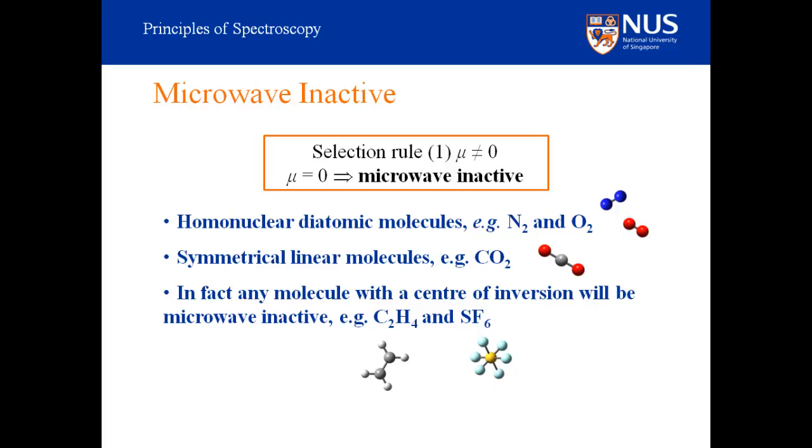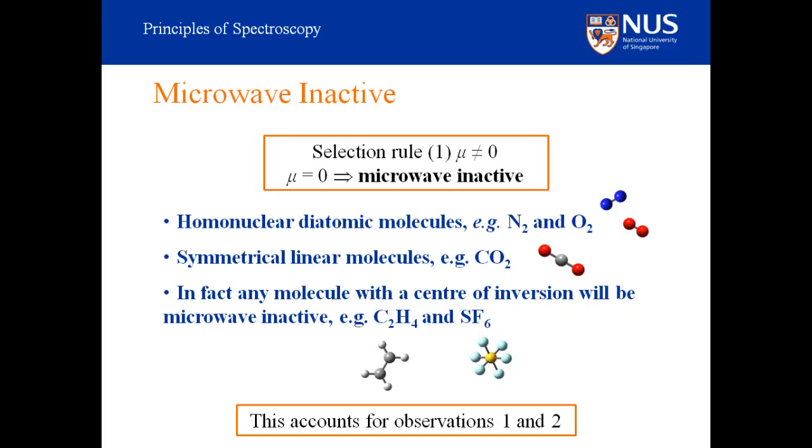So any symmetric molecule, such as sulfur hexafluoride and ethene, would also be microwave inactive. How do we know if a molecule is going to be microwave inactive? Symmetry tells us. For these molecules here, the molecules have a centre of inversion. Any molecule with a center of inversion will be microwave inactive. We will discuss exactly the nature of the symmetry that has to be present later when I begin our discussion of group theory.